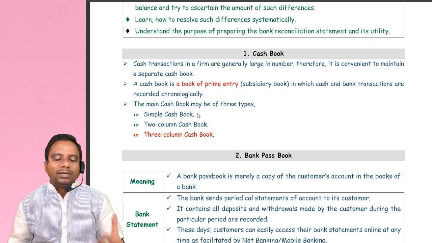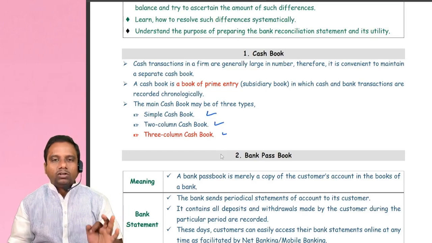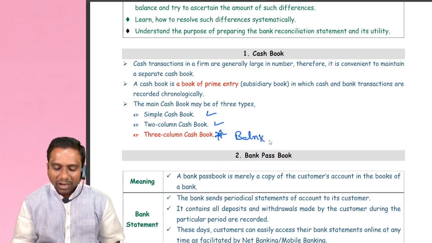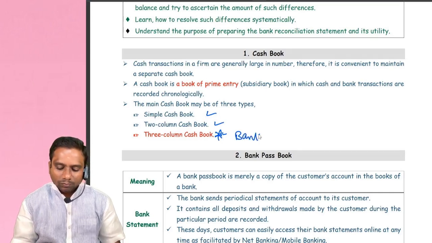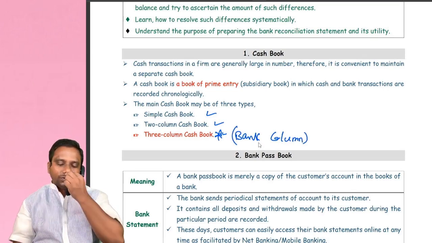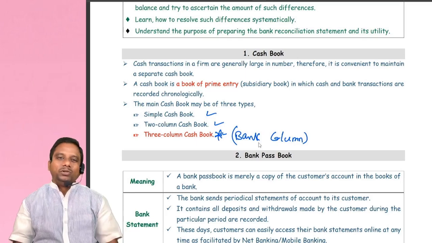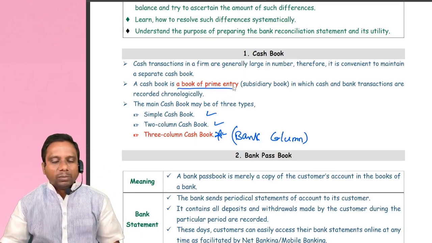We have different types of cash book: simple cash book, 2-column cash book, 3-column cash book. But in our BRS chapter, we consider the 3-column cash book, exclusively the bank column, not blank, bank column. Forget about the remaining columns. In the entire chapter of BRS, cash book means bank column only. And we know that the bank cash book is a book of primary entry also.